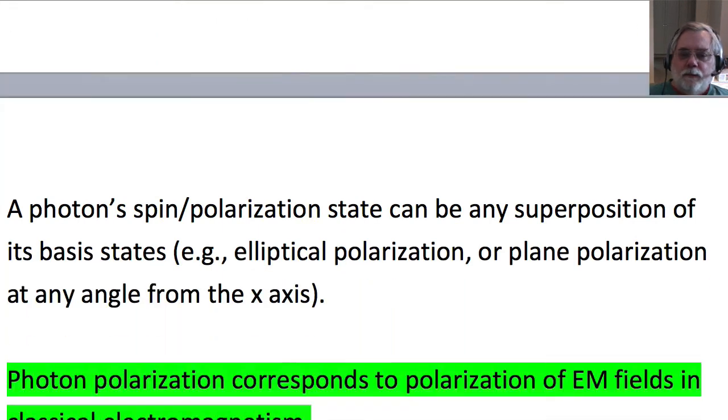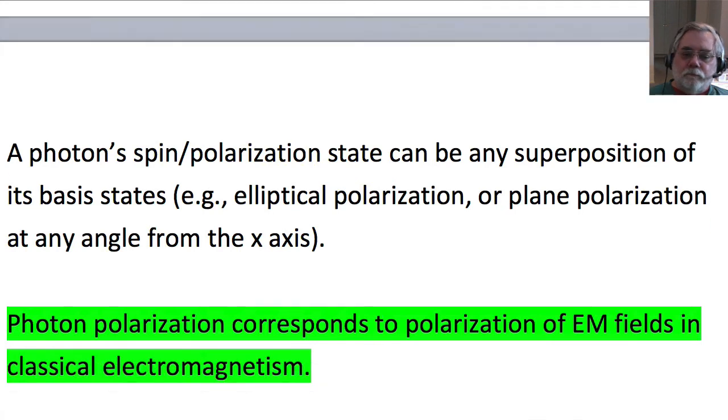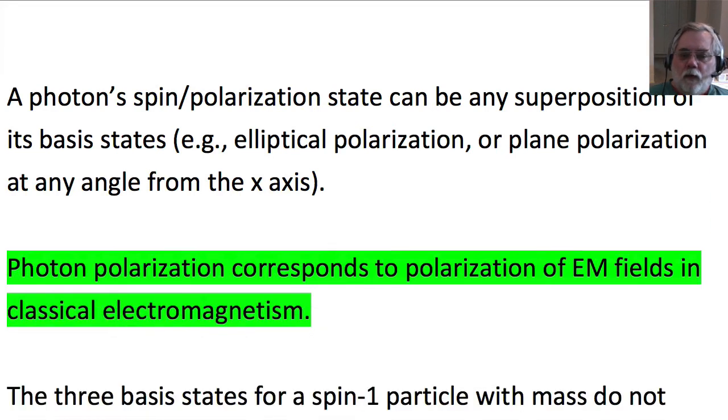Now, a photon's spin or polarization state can be any superposition of its basis states, which leads to elliptical polarization or plane polarization at any angle from the x-axis. Photon polarization corresponds exactly to polarization of electromagnetic fields in classical electromagnetism.